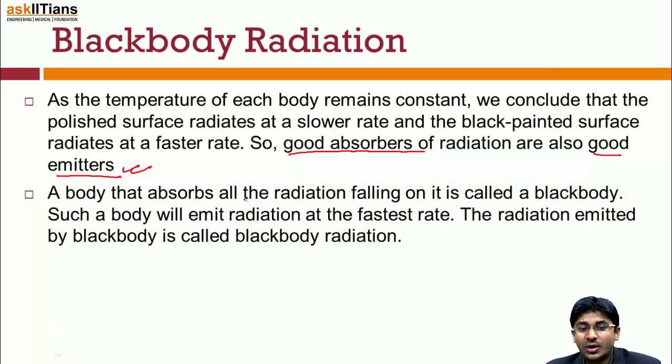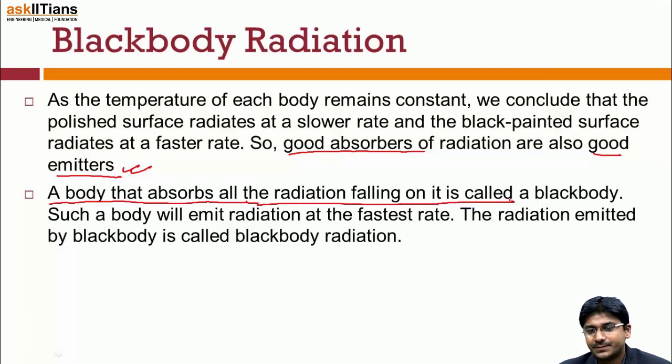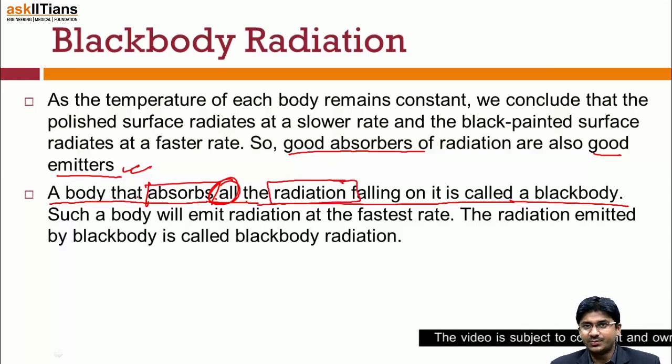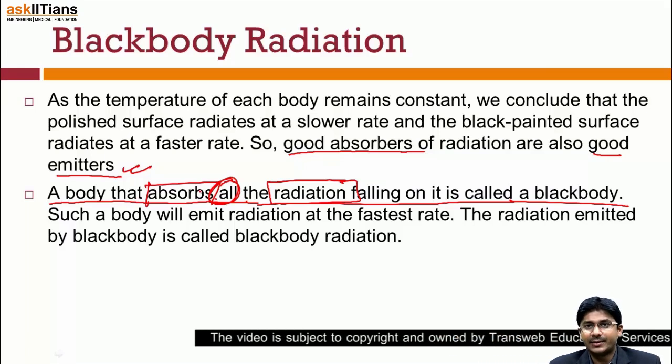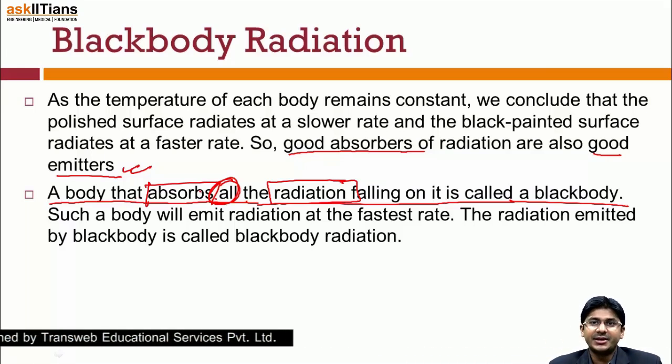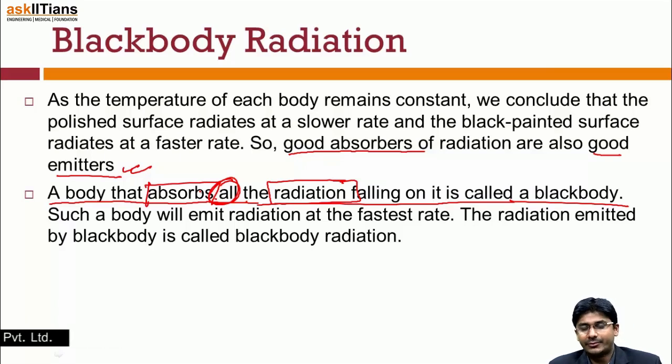Now, a body that absorbs all the radiation falling on it is called a black body. This is the definition of the black body. It will absorb all radiation, whatever is falling on it. Now, this is a theoretical concept. It's very difficult to have a black body in practicality, but there is a way of making a black body. We'll talk about it. Such a body will emit radiation at the fastest rate.